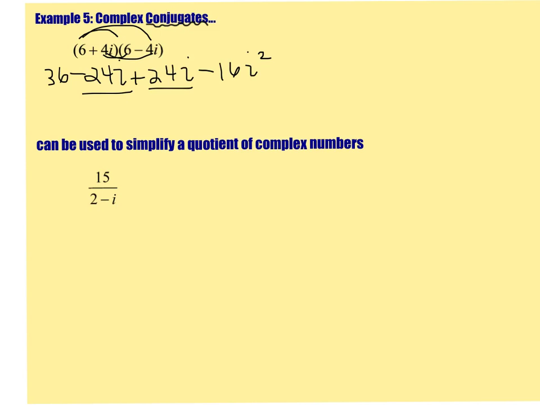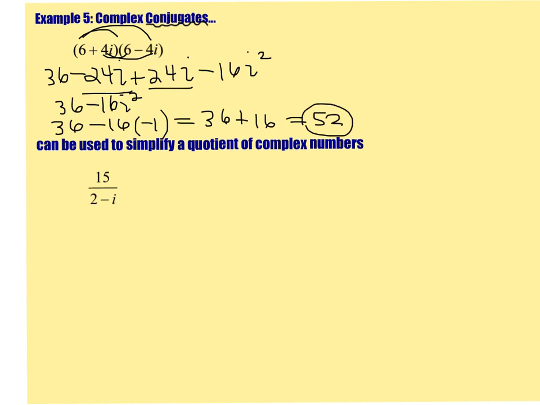So notice that these inner terms are inverses of each other. So negative 24i and positive 24i will add to 0. So we're just left with 36 minus 16i squared. And because i squared is negative 1, we're really just left with 36 plus 16, or 52.